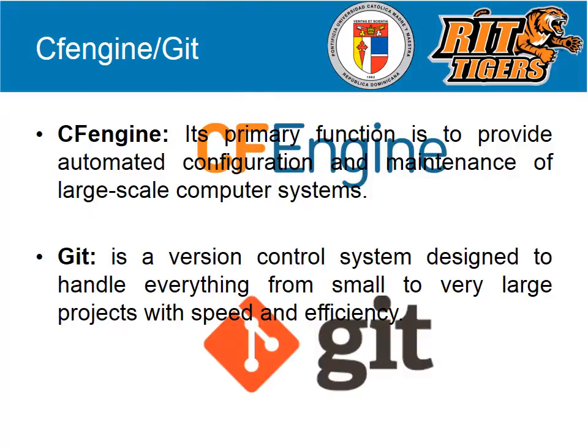CF Engine and Git. CF Engine is going to be used for primary configuration management of our project. We're also going to use Git, which is a version control solution that's already integrated with the CF Engine in order to control any changes to our environment and actually be able to keep better control of the deployment.